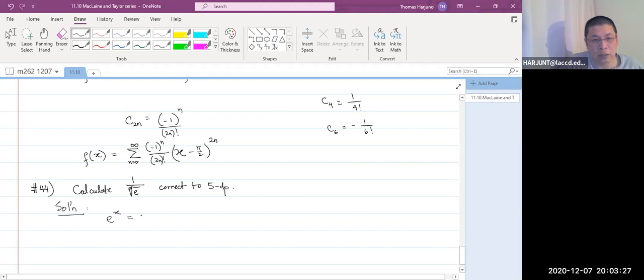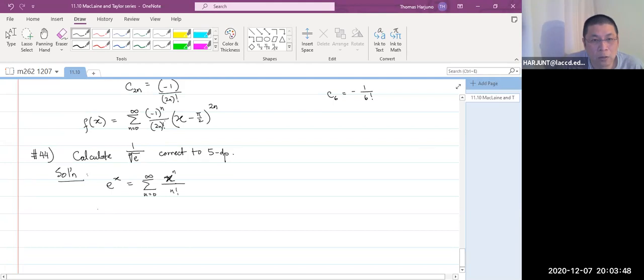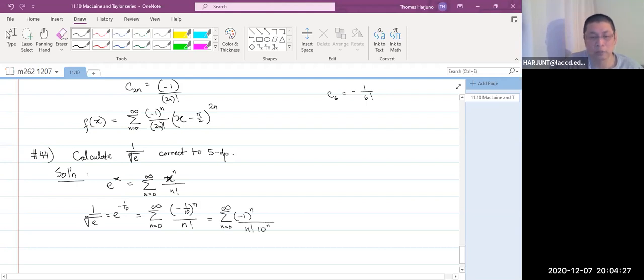We know that e to the x is the sum of x to the n over n factorial, right? So what happens if I have 1 over the 10th root of e? That's basically e to the negative 1 over 10. Is it right? Now I will substitute x by negative 1/10, which is the series from n equals 0 to infinity. Notice that it becomes an alternating series, right? Over n factorial 10 to the n.